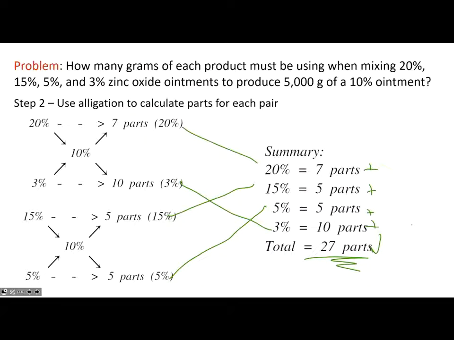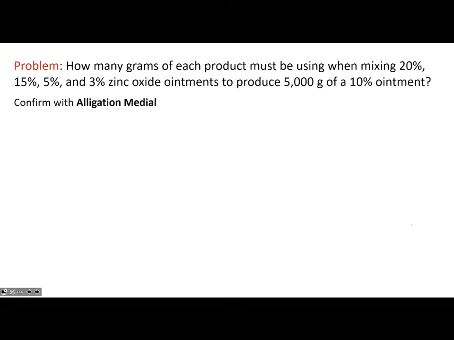So far, so good. Based off of our concentrations, we have proportioned out how many relative parts of each ingredient we would need, such that if we mix those in that proportion, we get 10% in the end. All right? Before we calculate the weights, let's confirm it with the alligation medial method.